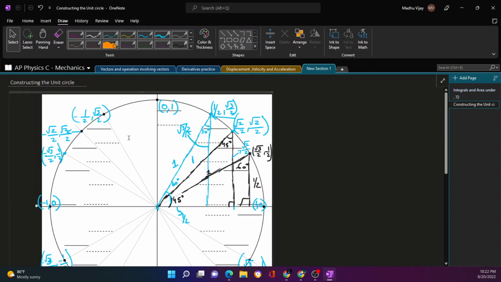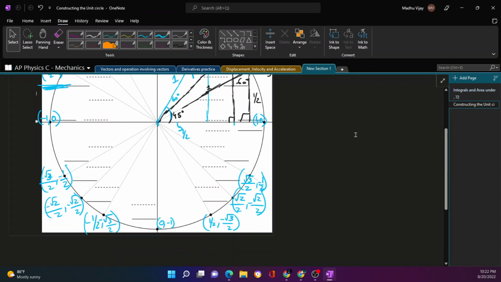In the next video, I'm going to go over how to fill in the rest, like the radian measures and the degrees. But this is how we get these values in the unit circle. We don't just make it up. It's all math. Thank you.